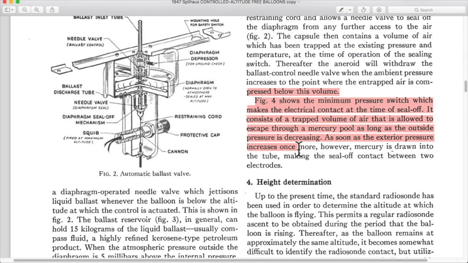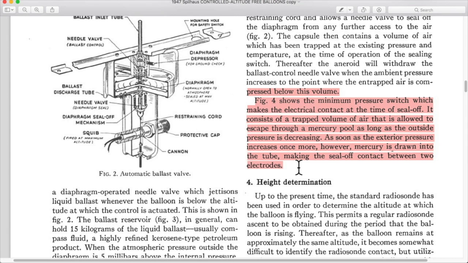Figure 4 shows the minimum pressure switch, which makes the electrical contact at the time of seal-off. So that would be at the maximum altitude when that cord gets cut. This is going to show us how that little squib is triggered.